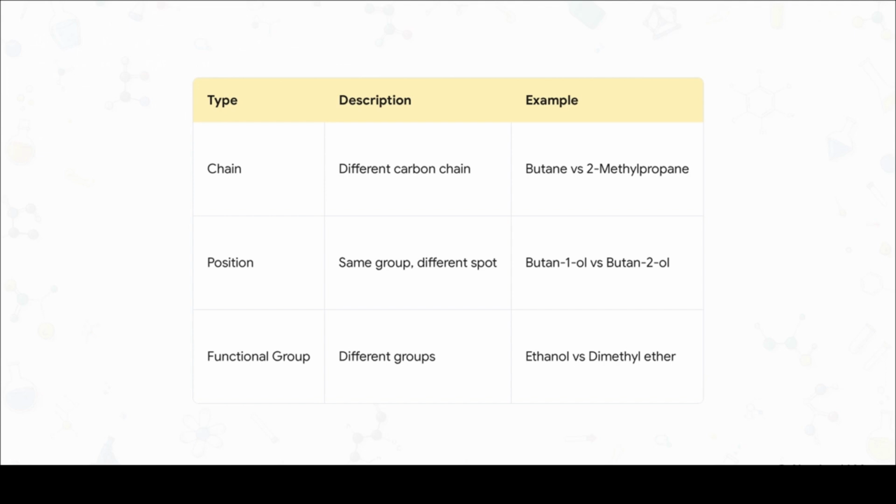Honestly, this one is wild. Take ethanol, which is an alcohol, and dimethyl ether, which is an ether. They share the exact same formula, C2H6O, but purely because of how they are connected, one is an alcohol and the other is an ether. They behave wildly differently in the real world.